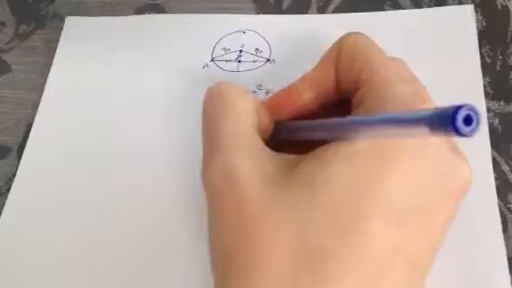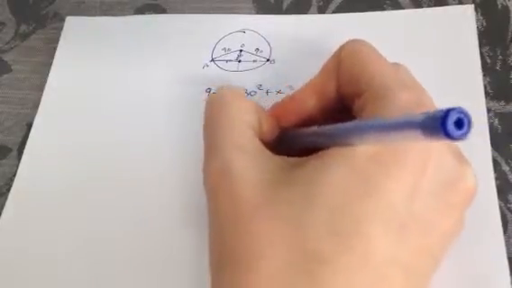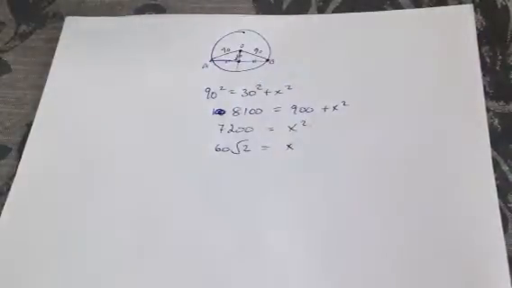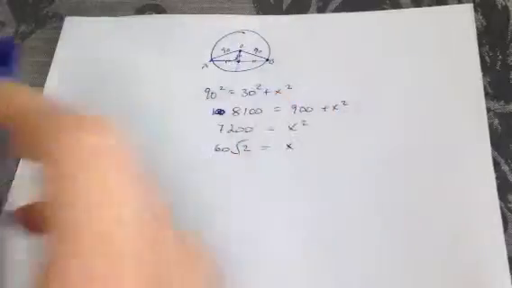So x is equal to the square root of that, which you throw into your calculator, and you get 60 root 2. Now I've only found the length of A to M. If I want the length of A to B, I need to double that because, like I said, it's bisected at the chord.